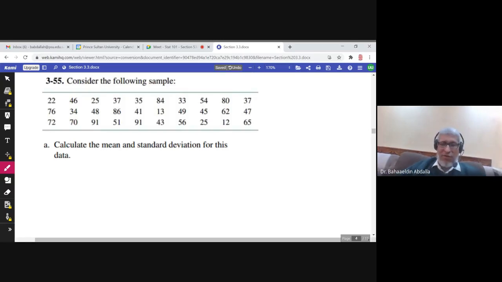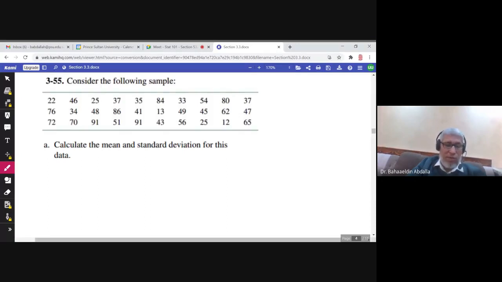Question 355. Consider the following sample. Calculate the mean and standard deviation for this data. To calculate the mean and the standard deviation, I will use the calculator. So I will go to the mode stat, 1 variance, and I'll enter the data. So 22, and then I press equal, and then 46 and 25, and so on. If you have a calculator, please try to calculate and get used to evaluating the standard deviation and the mean using the calculator.